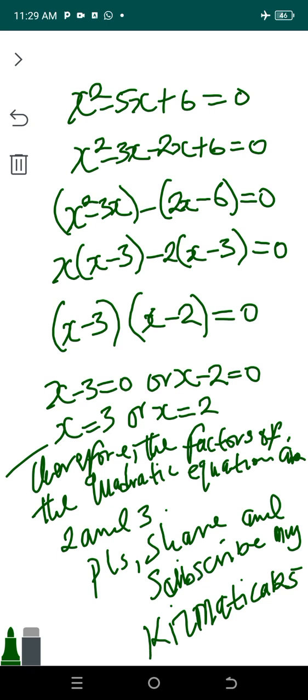That is the solution for the quadratic equation. If you have any question, you can ask in the comment section. If you have a correction too, you can ask in the comment section too.